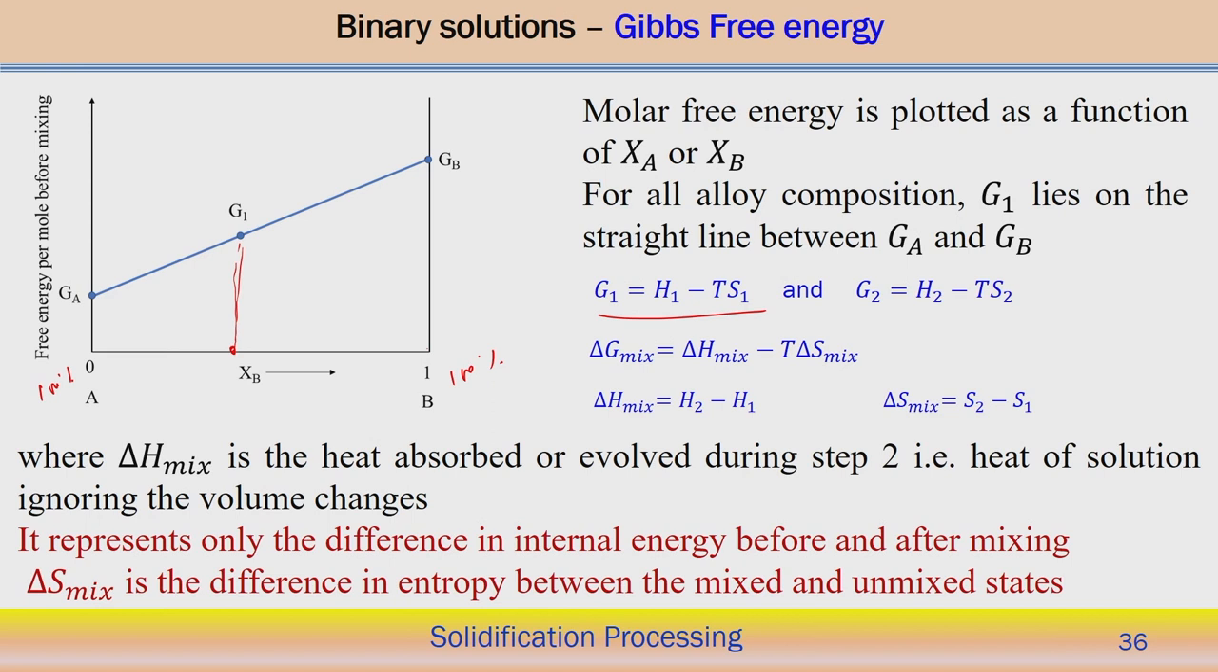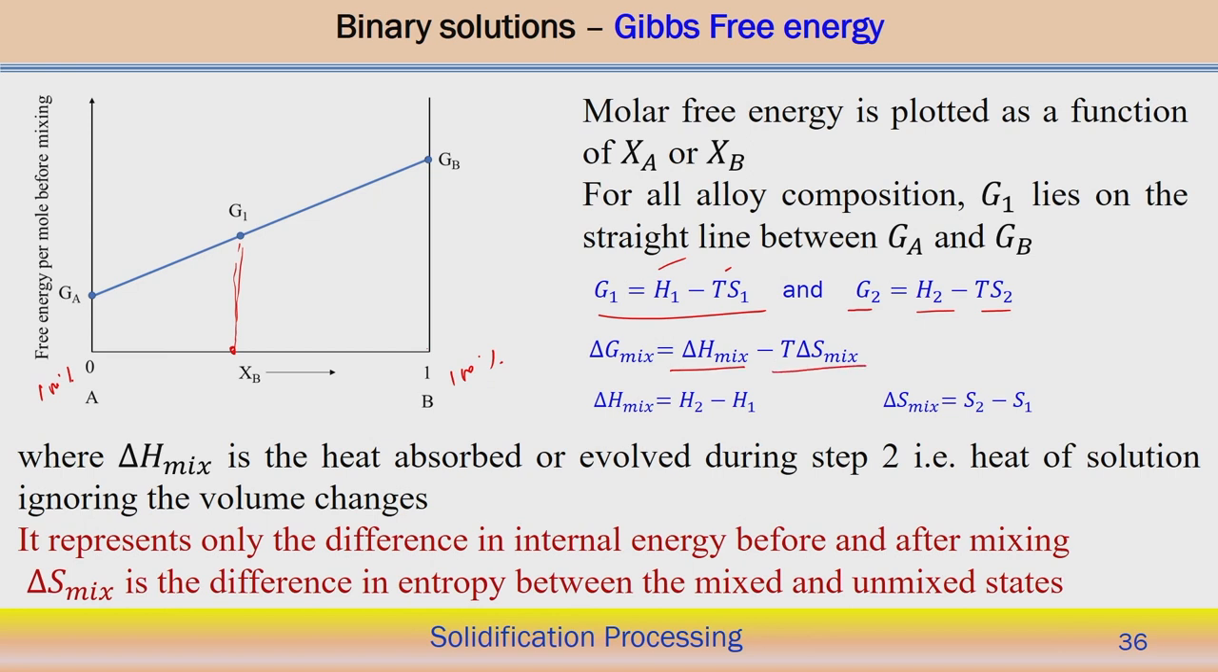Now, we are trying to link with the state variables, enthalpy and T. So, G can be represented as H minus TS. Therefore, G1 equal to H1 minus TS1. Similarly, G2 equal to H2 minus TS2. Now, delta G mix can be represented like that. What is the Gibbs free energy change because of the mixing? So, delta G mix is represented as delta H minus T into delta S.